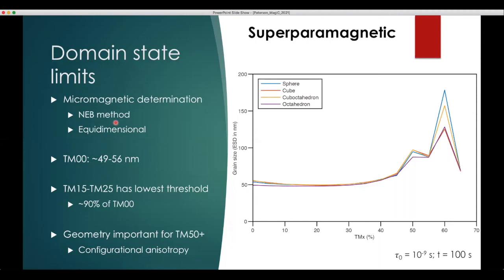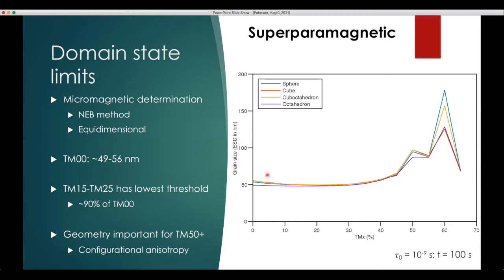And the grains that we're looking at are equidimensional grains, but we look at a series of morphologies from simple spheres to cubes, cube octahedrons and octahedrons. And so this is showing the grain size threshold in ESD, equivalent spherical diameter. So we're taking the grain volume and calculating the sphere that has the equivalent volume and then calculating the diameter of that sphere. And all of the grain sizes that we talk about today will be in this ESD.